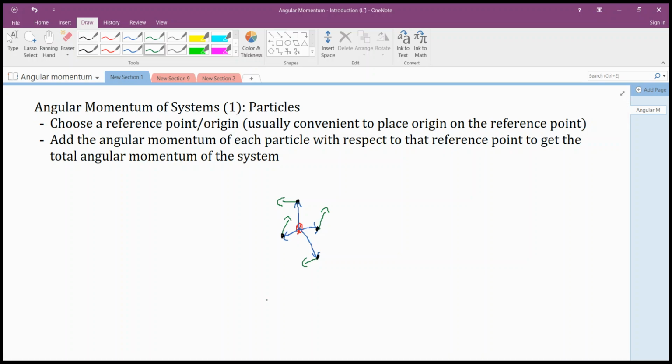I can then perform the cross product for each particle. For example, for this particle, I can take its position vector in blue and take the cross product with its momentum vector in green and get the angular momentum for that particle. I then add up all the angular momentum of each individual particle, as I already stated, and there we go. That's the total angular momentum of the system.